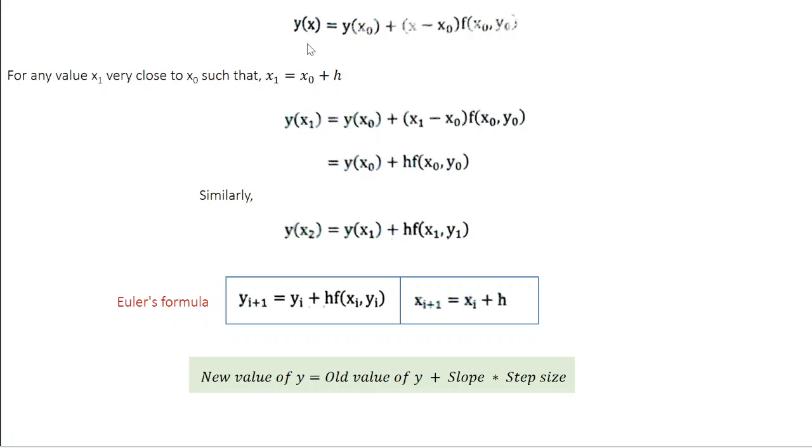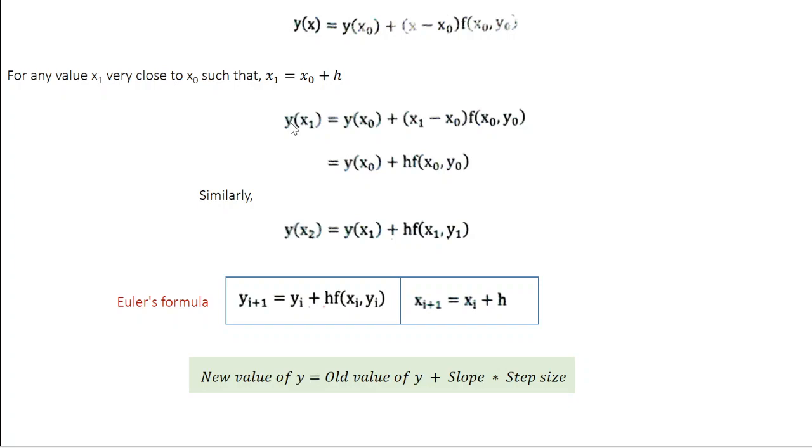Now y of x1, following this equation, I can write y of x naught plus x1 minus x naught into f of x naught y naught. x1 minus x naught is h, so y of x1 becomes y of x naught plus h into f of x naught y naught. Right? So if you look at what we have done so far, we knew the solution at x equal to x naught. Now using this procedure, you have found out the solution at a neighboring point x equal to x1. So you call it as y1, right?